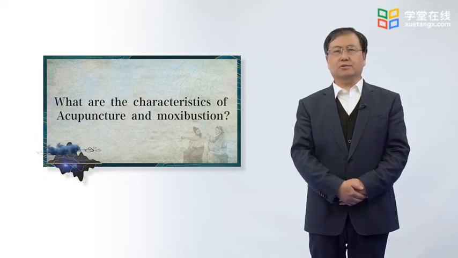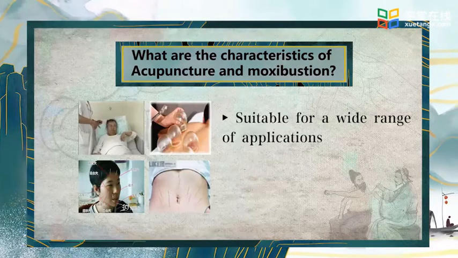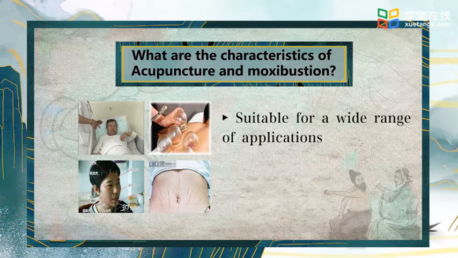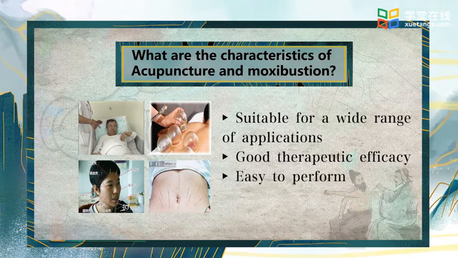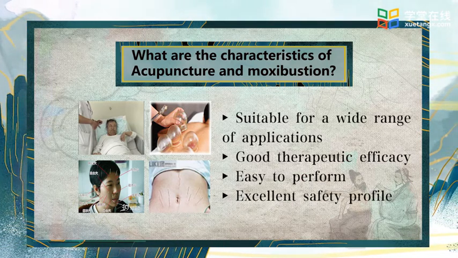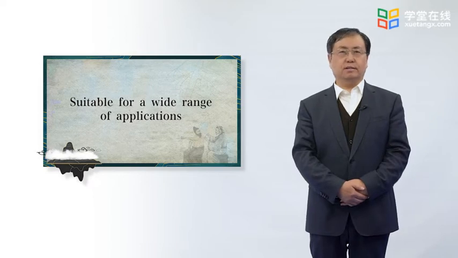What are the characteristics of acupuncture and moxibustion? Through thousands of years of practice, Chinese doctors have discovered and summarized the following characteristics of acupuncture and moxibustion: suitable for a wide range of application, good therapeutic efficacy, easy to perform, an excellent safety profile. Let's learn more about the characteristics of acupuncture and moxibustion. Suitable for a wide range of application.